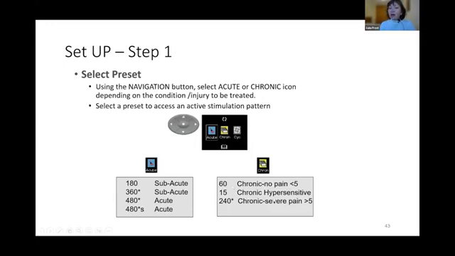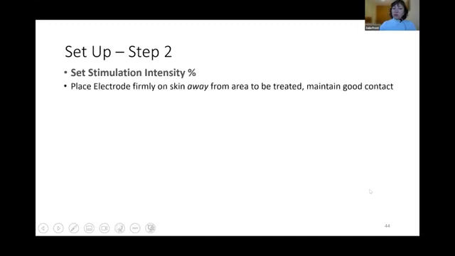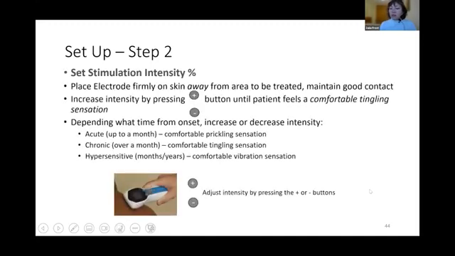And for any hypersensitive condition, someone who you can't touch, trigeminal neuralgia, complex regional pain syndrome, fibromyalgia, you can use 15 pulses per second, okay? And then once you set up the preset, the second thing you need to set up is intensity. And you're going to use these 2 buttons here for intensity. This is also very important to set right.